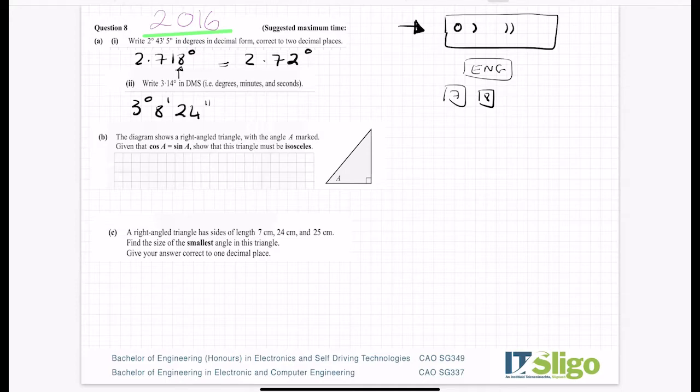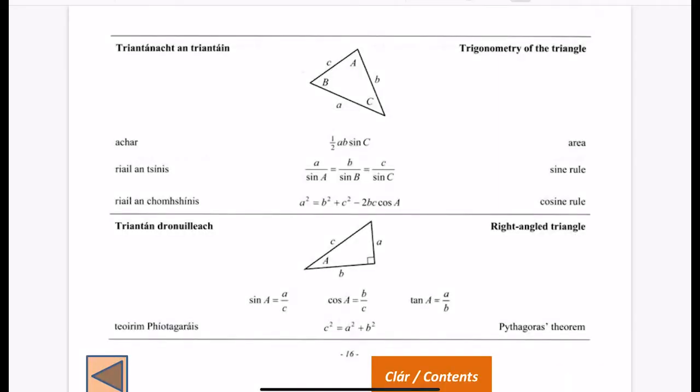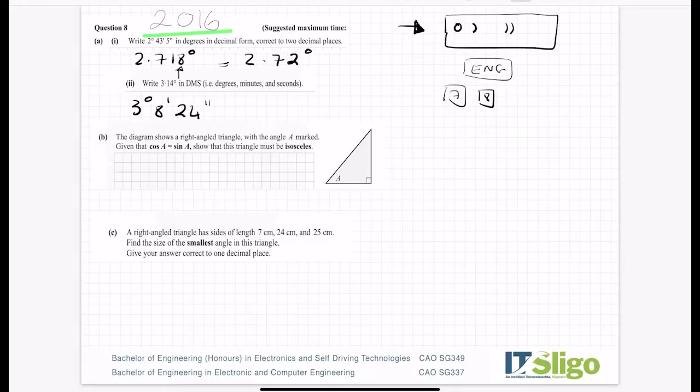The diagram shows a right-angled triangle with the angle A marked. Given that cos A is equal to sin A, show that the triangle must be isosceles. So this is an abstract question, quite difficult because it doesn't have numbers in it. But know that in any trig question, you're either looking at Pythagoras' theorem, this is in the log tables, page 16, or sine, cos and tan. Those 4 little tools, if I can call them that, will solve any trig question that you get.